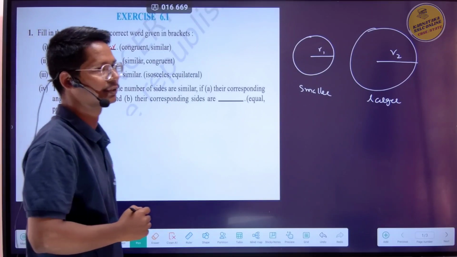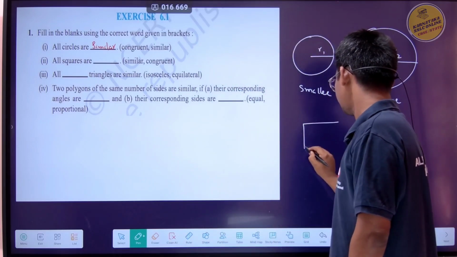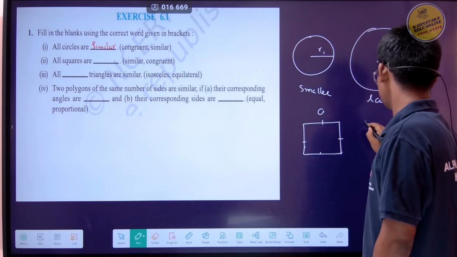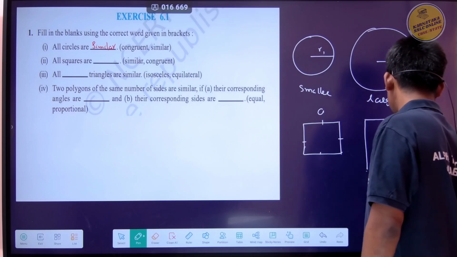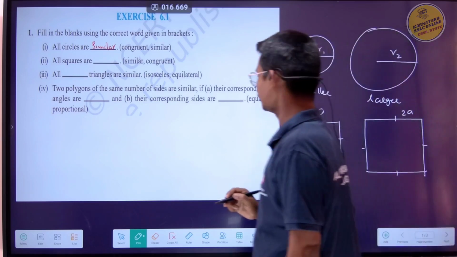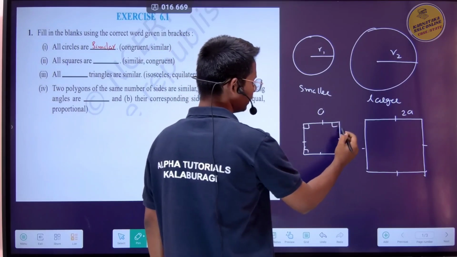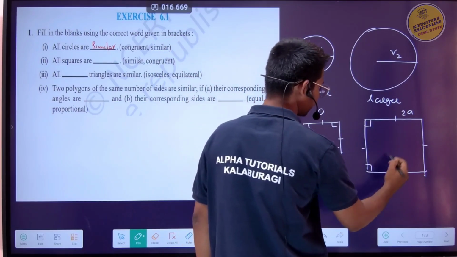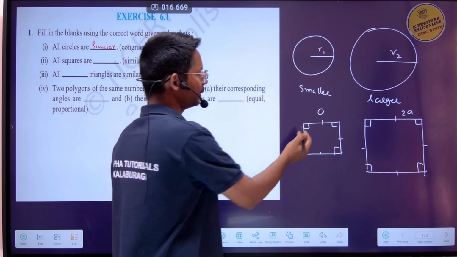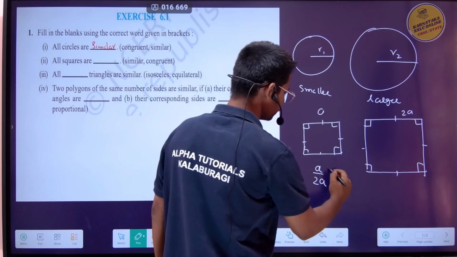all squares are dash. So squares means we have different squares. If I consider this as a square of side a, I can find one more square of each side 2a. See, you can see these two squares have the same angles, the corresponding angles are the same, but the sides' ratio is different. Suppose you take a ratio of a by 2a, it is 1 by 2. So a by 2a is going to be 1 by 2.